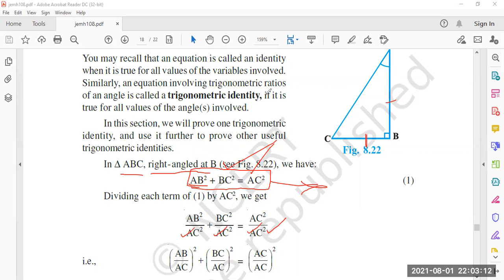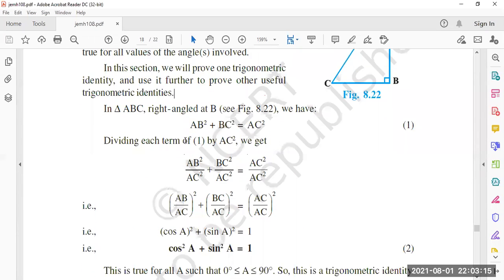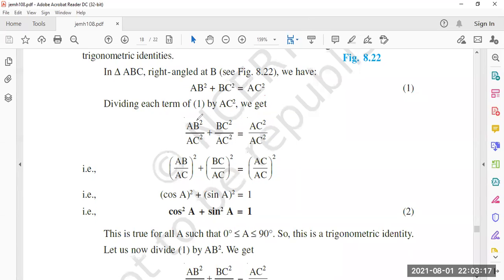Now, after writing that, what happens here? Here, what do we see? AB square by AC square, there is no problem. Then BC square by AC square, there is no problem. But when you come to the right side of the equal sign, you have AC square by AC square, which is actually equal to 1. Both get cancelled. But in the triangle on the basis of which we took these ratios, what are those sides? They are B, C, and A.